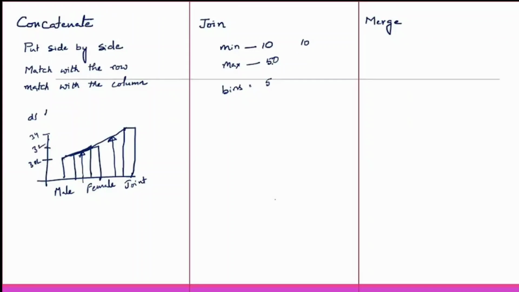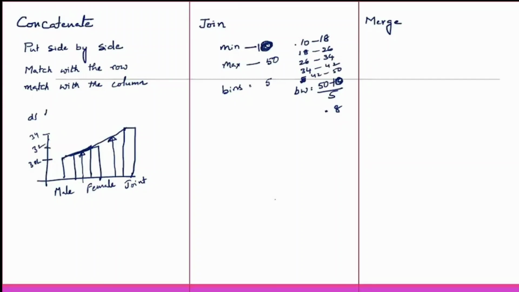Now because the bin is 5, the bin width will be computed as 50 minus 10 divided by 5, which is 8. So 10 to 18 will be one interval, 18 to 26 will be another interval, then 26 to 34, 34 to 42, and 42 to 50.